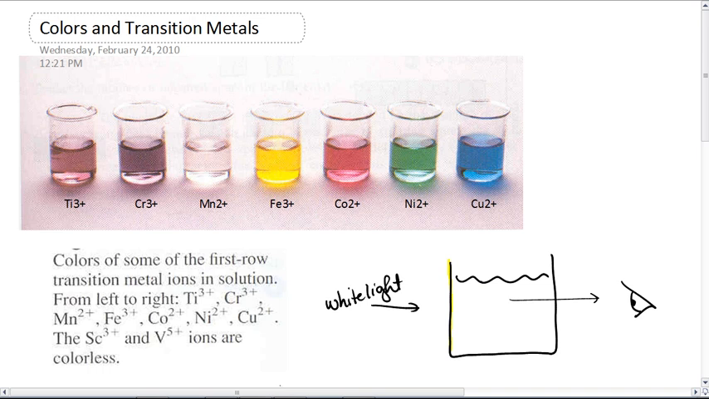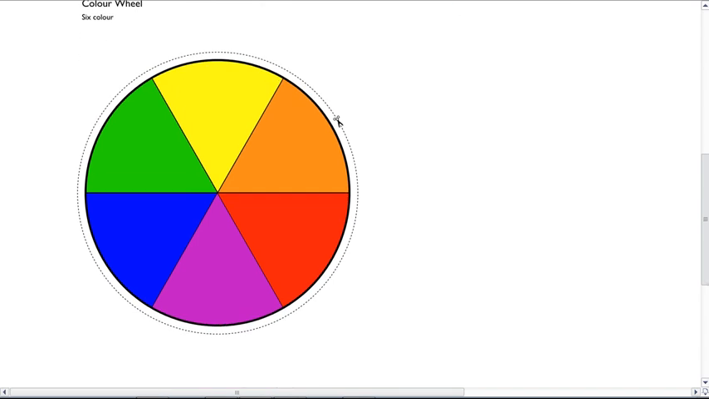But it actually is working a little bit opposite. If this is a green solution, it isn't that it's absorbing every single thing except green. How else could it look green? Well, it could be blue and yellow. So maybe it's a combination of things. But let me scroll down here to this color wheel.